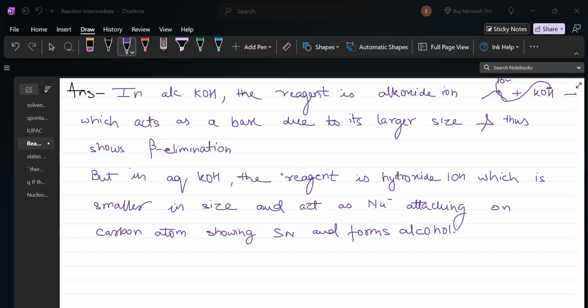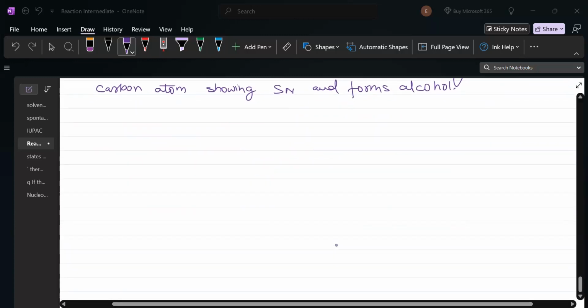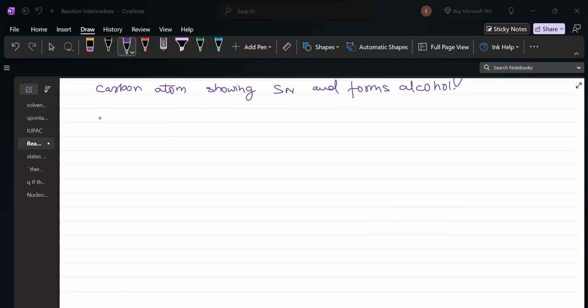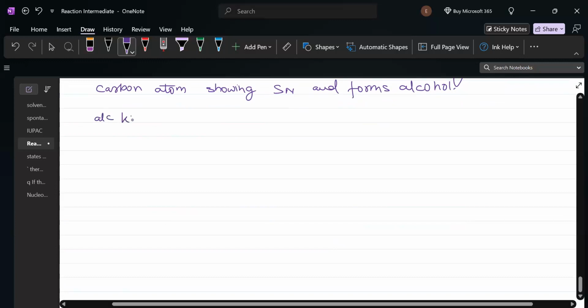See, this is a statement, but we will understand it from a diagram, and it will be very clear to you. Then we will explain the statements which we have written. So see, in alcoholic KOH we have the alkoxide ion, as we have written in the above statement, right? So what is an alkoxide ion?